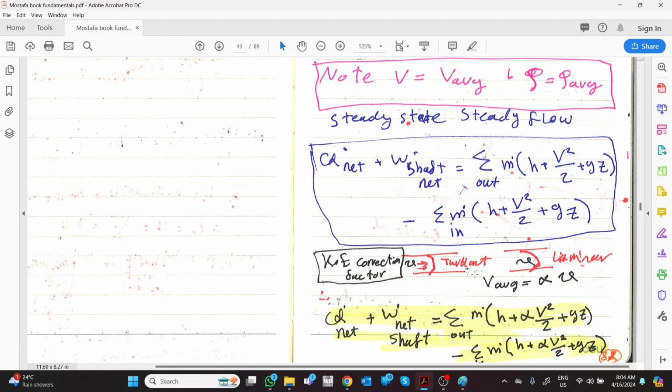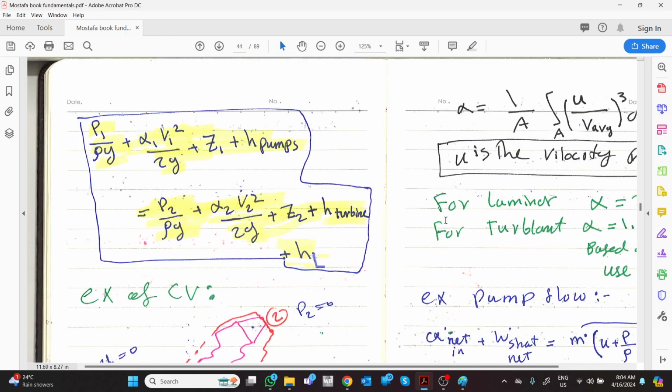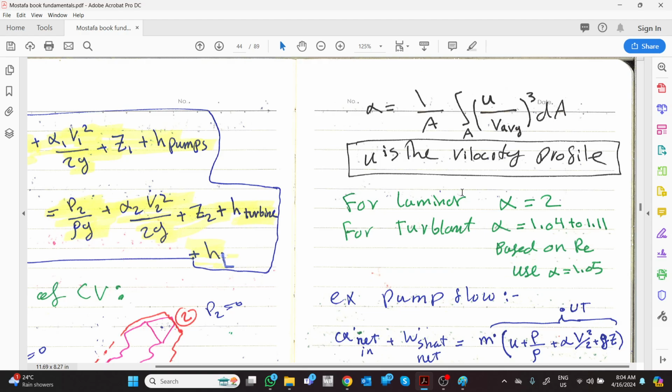So the average velocity is a factor multiplied by V, whatever the factor is. We name it the kinetic energy correction factor because the velocity profile shape is not uniform. The definition of the kinetic energy correction factor is 1 over A, the integration over the entire area dA, of U, the velocity, divided by V average, cubed. This is the definition of it. Are we going to do it?